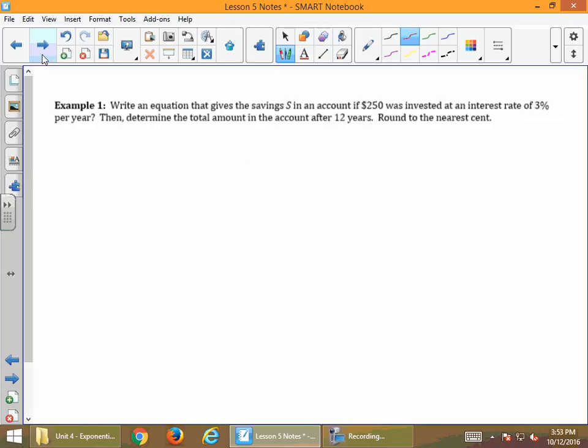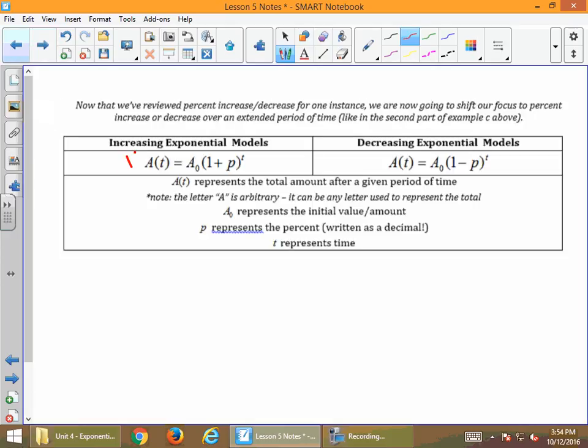In example 1, it says write an equation that gives the savings S in an account if $250 was invested at an interest rate of 3% per year. Then determine the total amount in the account after 12 years. Round to the nearest cent. The tricky part of this is realizing if you're increasing or decreasing. So think, if there's an interest rate, if they're adding interest into your account, okay, it's an increase. So we're going to use this equation.